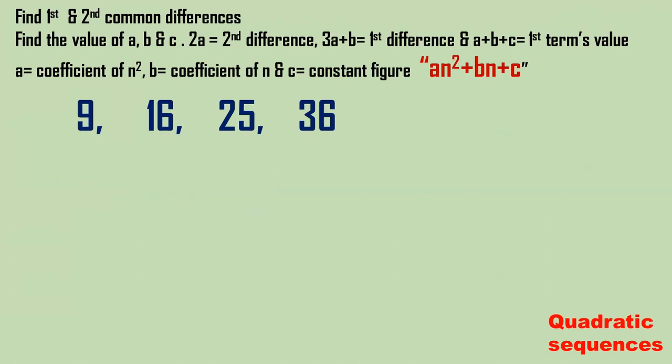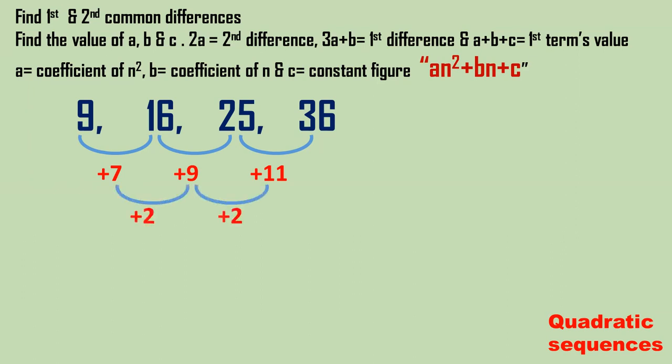We're going to see the second example of a quadratic sequence. In this example, you can see the numbers are changing with a difference. For example, the difference between 16 and 9 is plus 7. In the same way, plus 9 and plus 11. So that's not a common difference. We're going to proceed to the second difference.